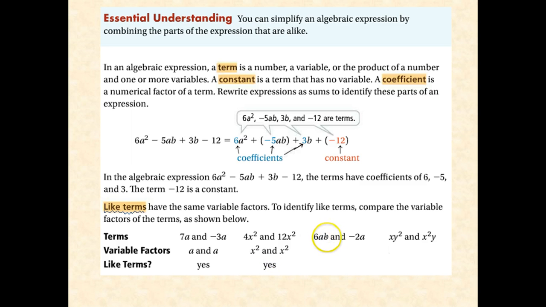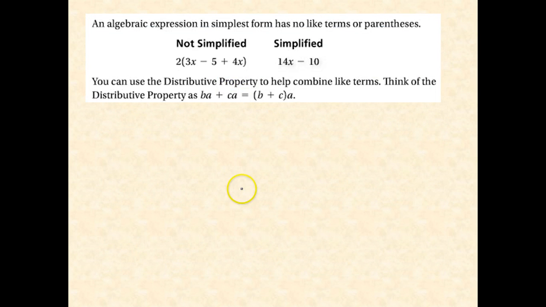What about here? 6ab and negative 2a. What are the variable factors? ab and a. Do those match exactly? No, so they're not like terms. xy squared and x squared y. The coefficients are both 1 here. So are these exactly the same? This one has an x and then y times y. This has x times x and only one y. So these are not like terms.